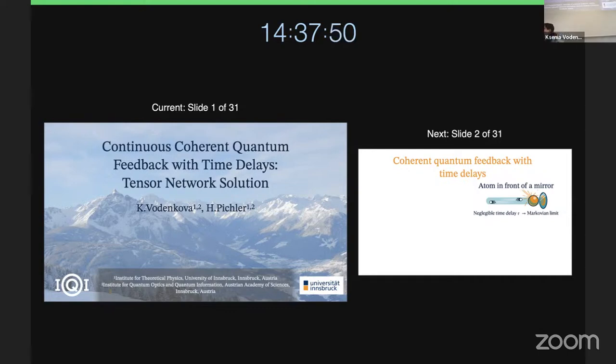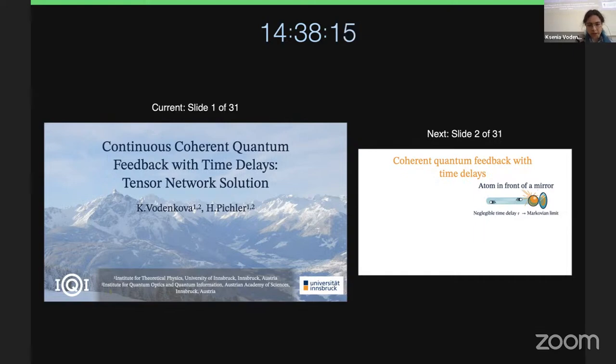Okay, so next up is going to be Kseniia Vodenkova on continuous coherent control feedback with time delays. Yeah, so my name is Kseniia Vodenkova. I work with Hannes Pichler in Innsbruck, and today I will talk about continuous coherent quantum feedback and will present our tensor network solution for it.